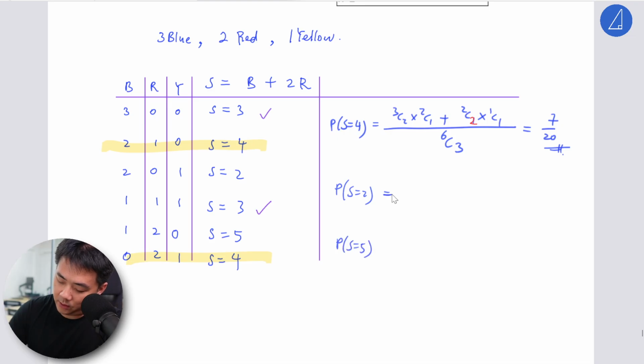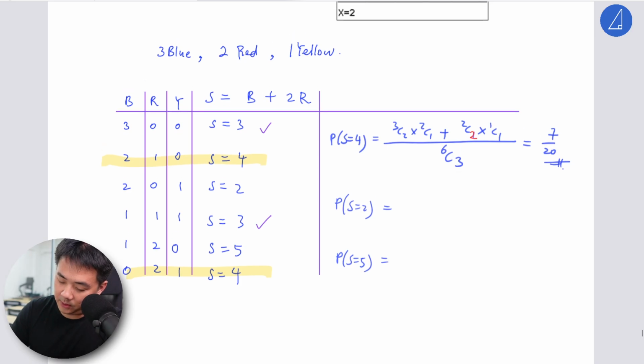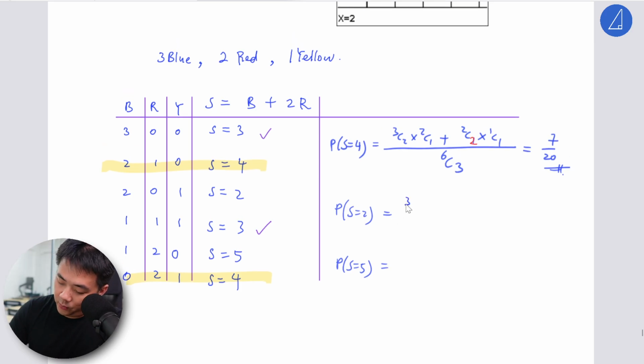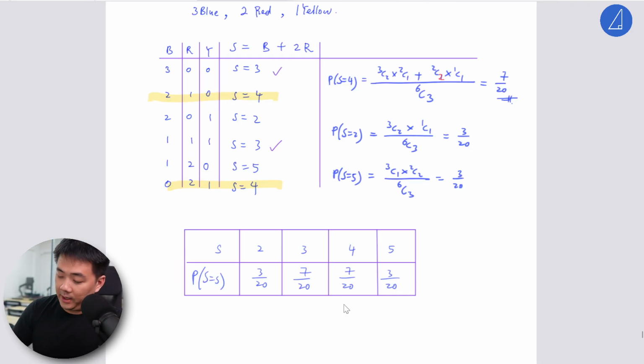Once done, you've got the probability distribution table. P(S equals 2) will be 3 blue choose 2 multiplied by yellow choose 1, which is 1 choose 1, over 6 choose 3. P(S equals 5) will be 3 blue choose 1 times 2 choose 2 over 6 choose 3. Key in calculator. Make sure you add up all to 1. That's all. Done.